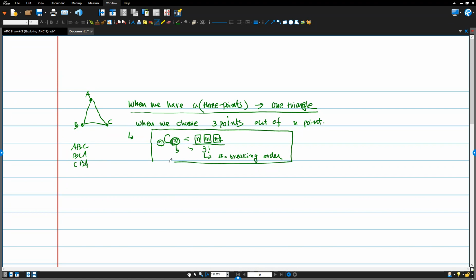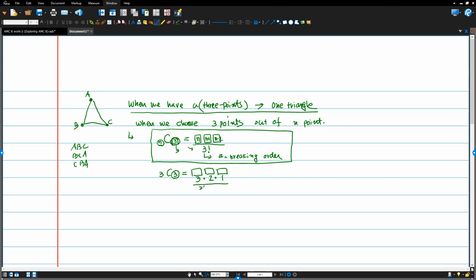If you have 3 points, you choose only 3. The formula is what? We have 3 places over here. This is a 3 choice. Second one is a 2 choice. Last one is a 1 choice, but we need to break this number again.